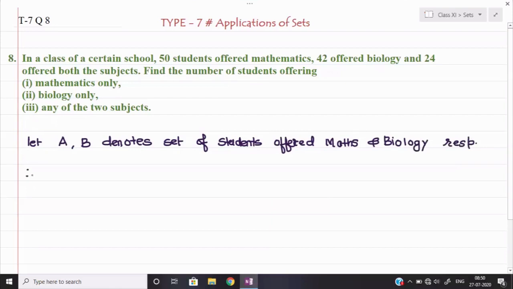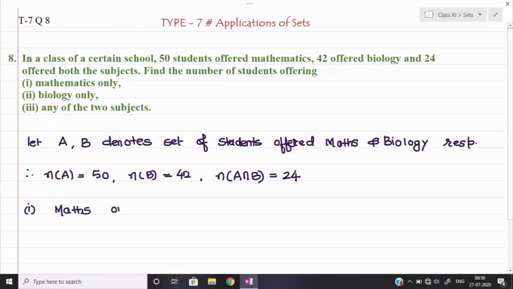Now here we shall write down the values. So what values do we have? n of A is equal to 50, n of B we have here 42, and what they are giving to us, n of A intersection B is equal to 24. Let us pay attention now to the part number 1. In the first part they are asking mathematics only. So maths only means they are asking only A.